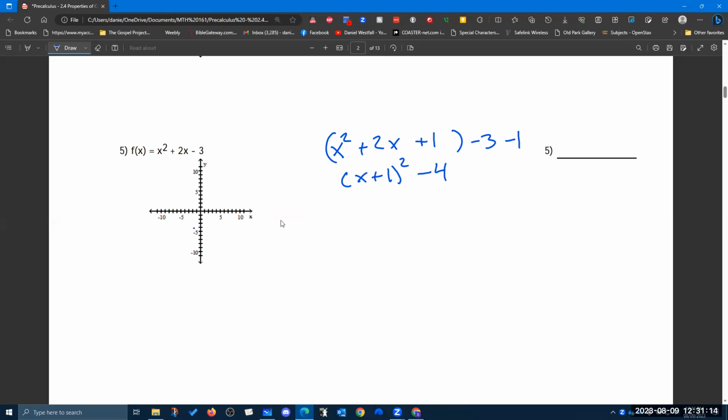And it's going to keep the same shape as the original: right 1, up 1, left 1, up 1, right 2, up 4, and left 2, up 4, and it's going to look like so. There we go.